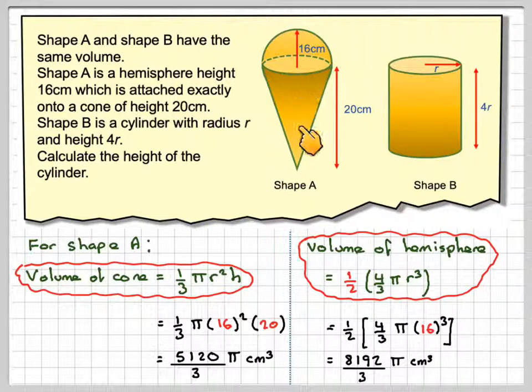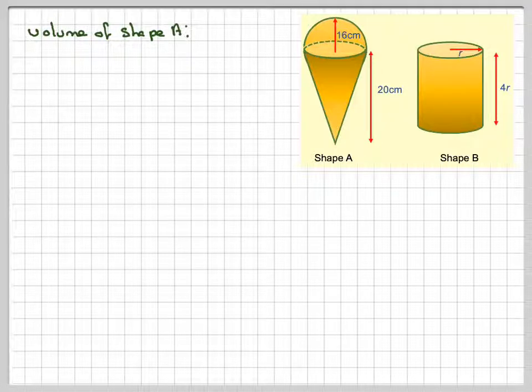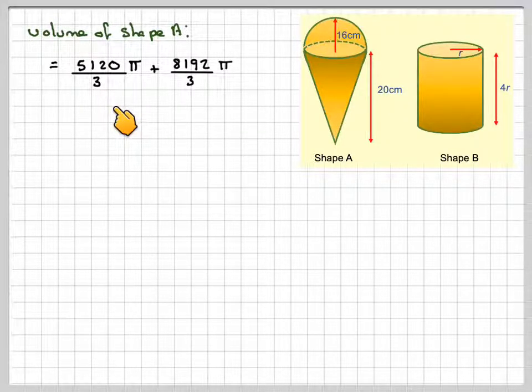So the total volume of this shape, which has the same volume as this shape, is going to be this number plus this number. So the volume of shape A in total will be 5,120 pi over 3 plus 8,192 over 3 times pi, which will give me 13,312 divided by 3 pi centimeters cubed. You should leave the answer like that.